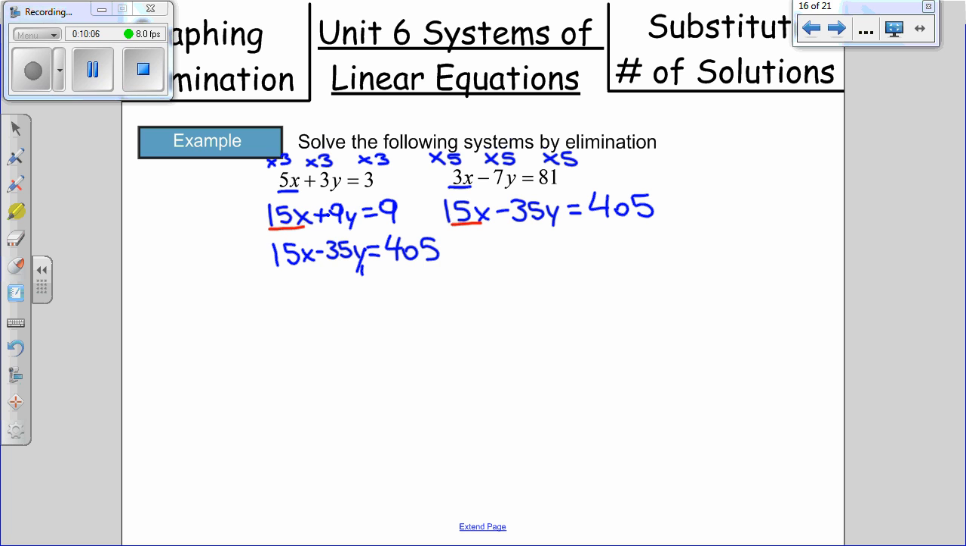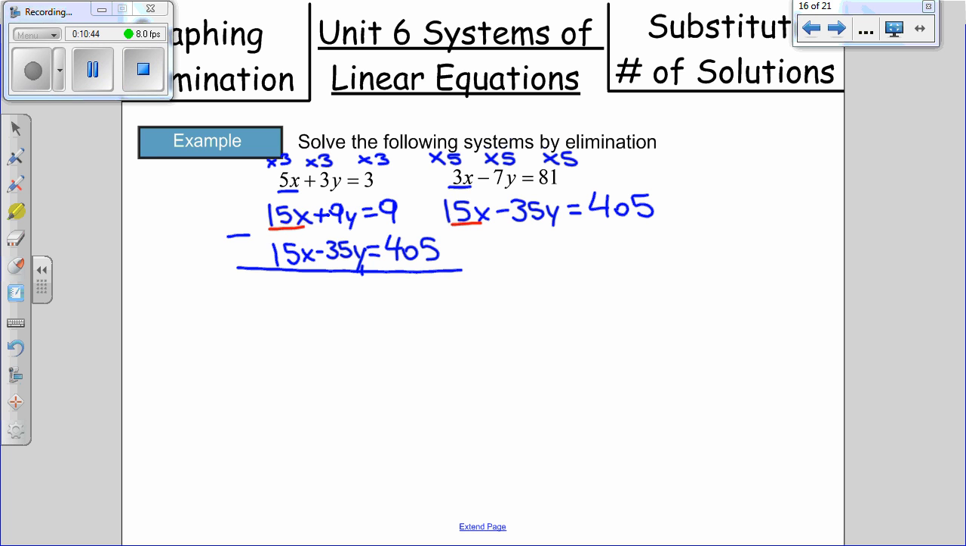Okay, I have figured out one of the variables to be the same, so my x's are the same. I've written them one on top of the other, and they're all in a row. So my x's are on top of my x's, my y's are on top of my y's, my equals are on top of my equals, and my constants are on top of my constants. Now, I need to decide whether I want to add or subtract these things. I'm going to subtract because the 15x's are both positive. Because they're the exact same, I want to subtract. If they had been opposites, if one of them had been positive and one negative, then I would have added.